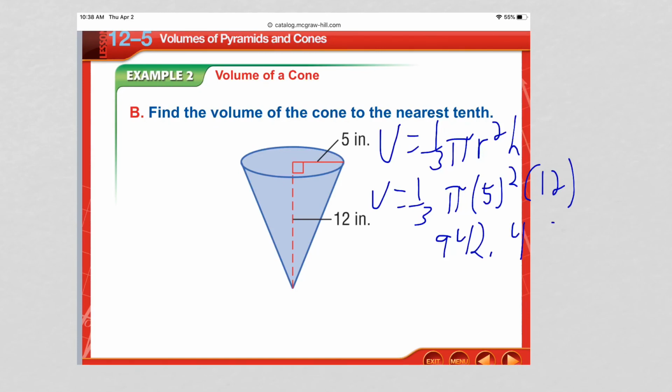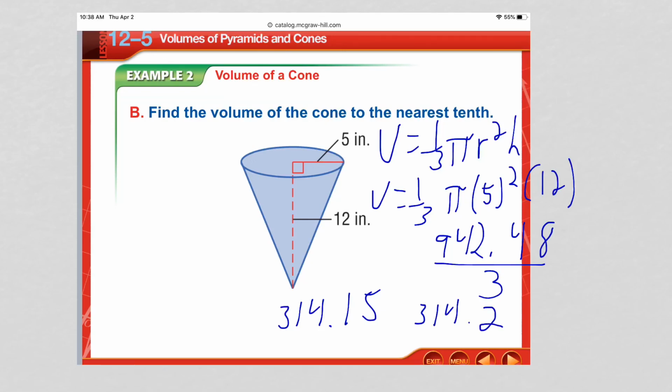So the pi times 5 squared times 12 was 942.48. And then we're going to take that and divide it by 3. And we get 314.15. But please pay attention that it does instruct you to round to the nearest tenth. So because the 5 is after the 1, our actual answer would be 314.2, and then inches cubed for our unit. So make sure that you round properly before you put your answers into the Google form.